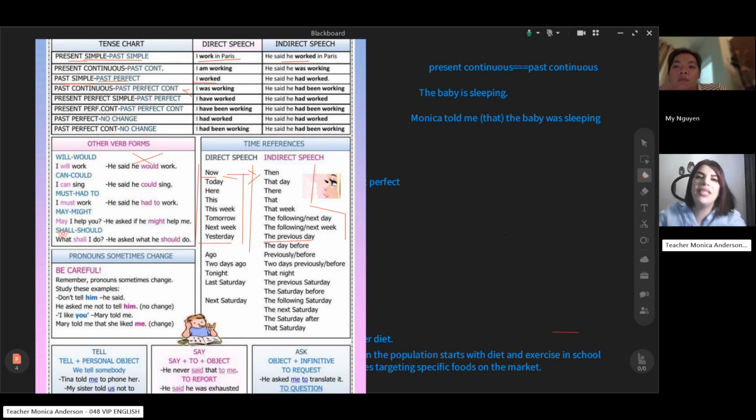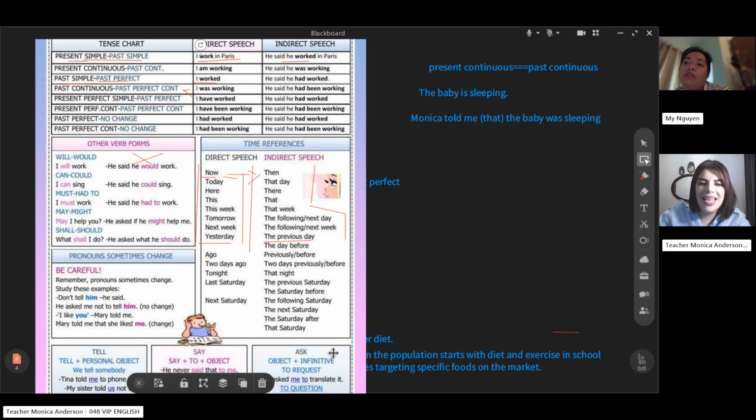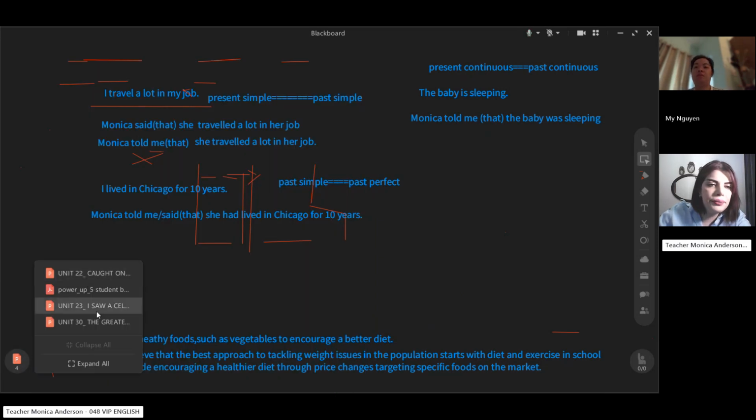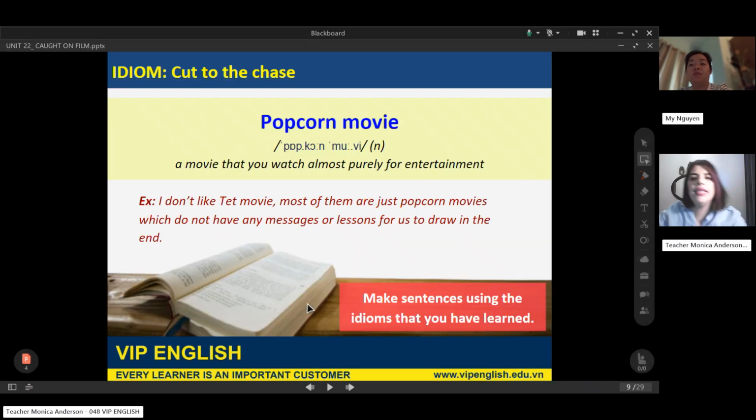And step by step, when you learn the other tenses like past perfect continuous, you will learn the indirect form of them, okay? You should send me this one. Of course I will. Of course I will. And now, let's see, as you can see.